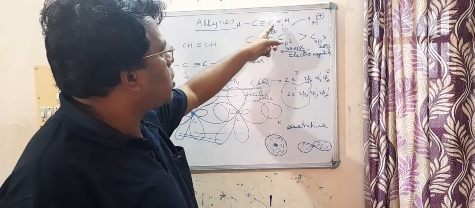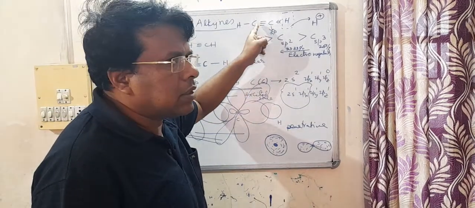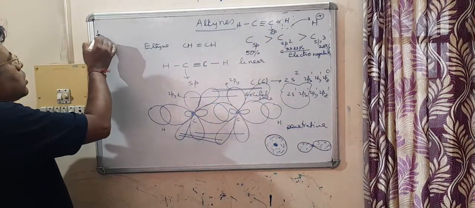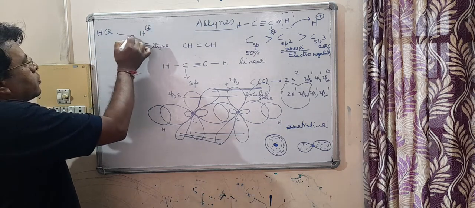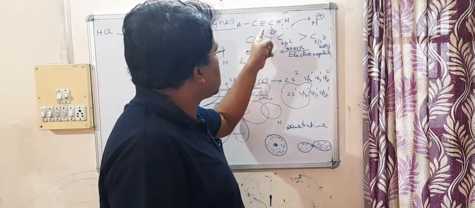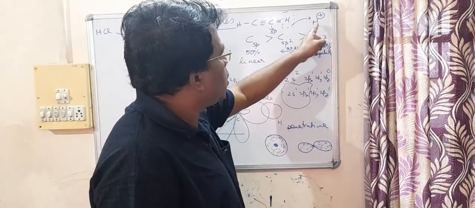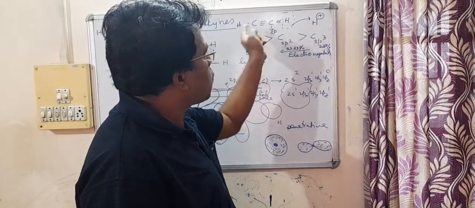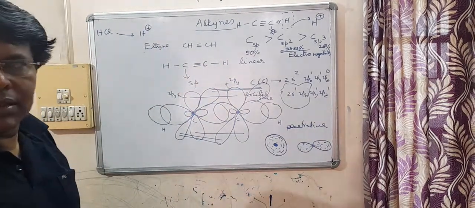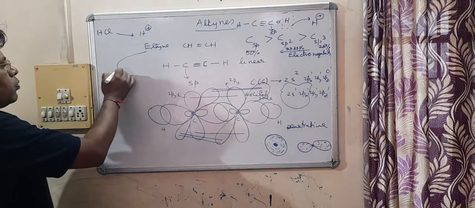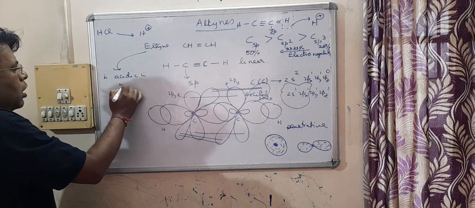That means this compound will to some extent behave as an acid. You know that acids are substances which produce H plus. Similarly, here you see this substance, ethyne. Ethyne also will have a tendency to release a proton. So from this, what we can say is that ethyne is acidic in nature.